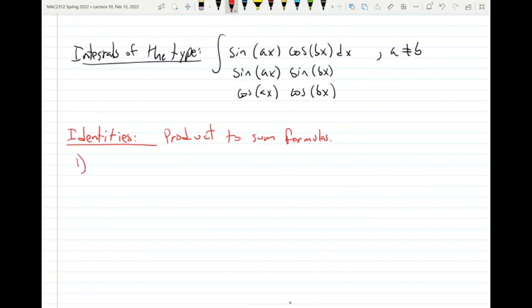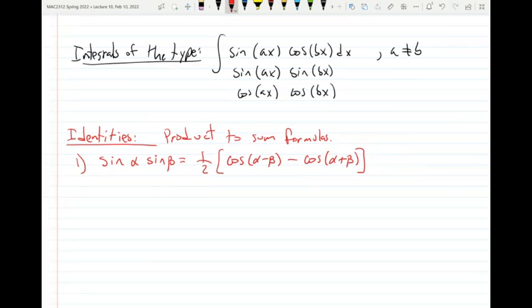And this is what they say. If you have the sine of alpha times sine of beta, this is equal to 1/2 times cosine of alpha minus beta minus cosine of alpha plus beta. So this is 1/2 of the cosine of the difference minus the cosine of the sum. And that's for the product of sines.